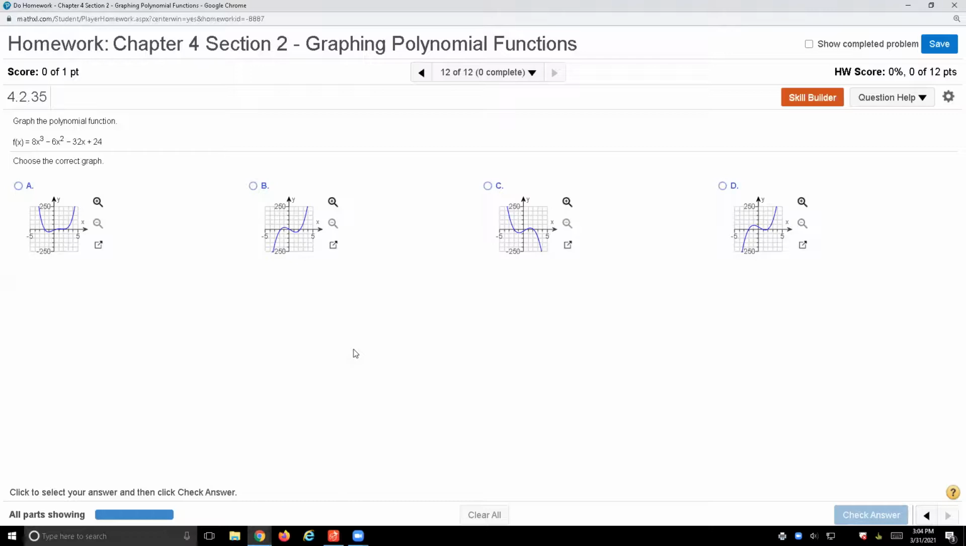And the last one for this section, number 12, f of x equals 8x cubed minus 6x squared minus 32x plus 24.